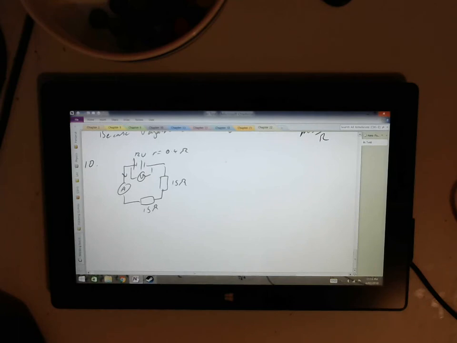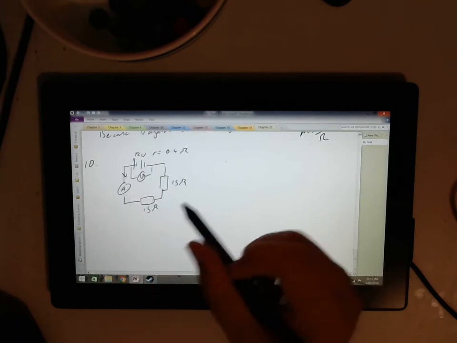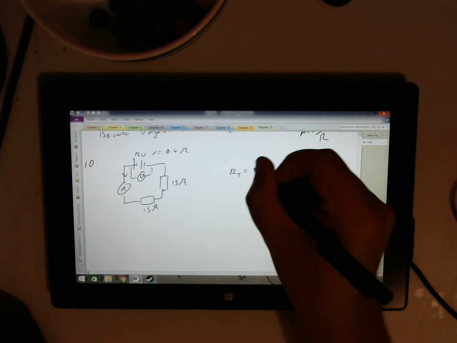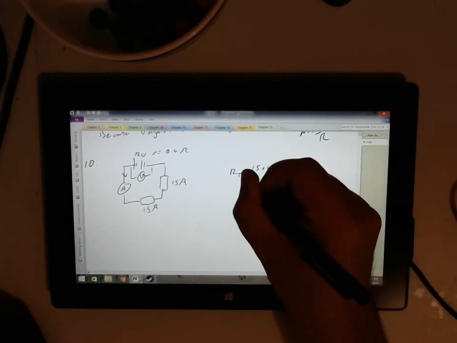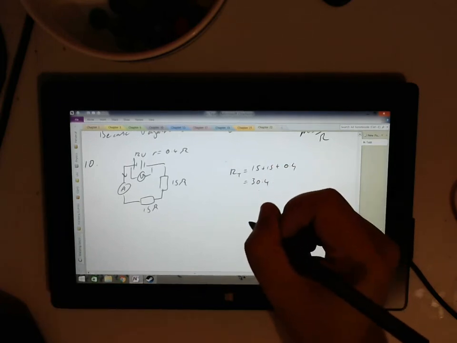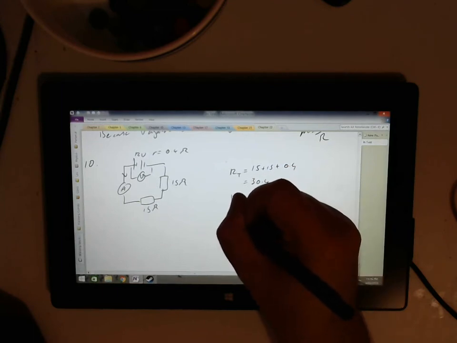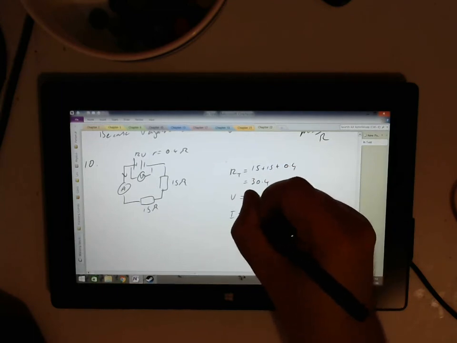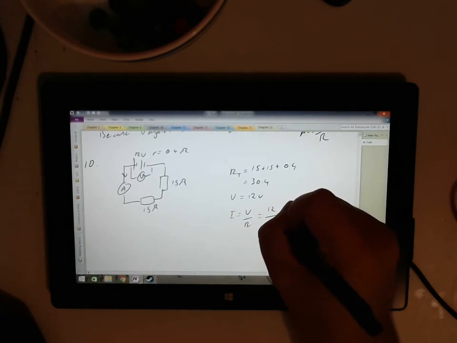Let's look at the total resistance of the circuit. Because these things are in series, we have this bit, and then this bit, and then this bit, and then we come back. The total resistance equals 15 plus 15 plus 0.4, and that's going to equal 30.4. That'll let us work out the current, because we know the voltage. The voltage equals 12 volts, and I equals V over R equals 12 divided by 30.4.